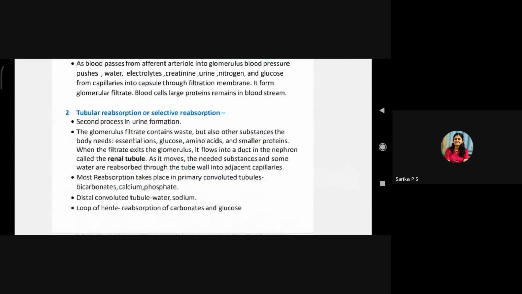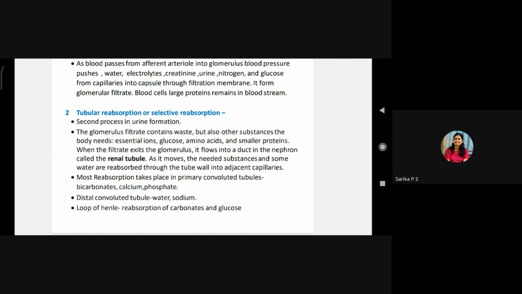When the filtrate exits glomerulus, it flows into a duct in nephron called renal tubule. As it moves, the needed substances and some water are reabsorbed through the tube wall into adjacent capillaries. What we have seen in the nephron yesterday, that the necessary things are reabsorbed by the surrounding capillaries of the proximal convoluted tubule, loop of Henle, and distal convoluted tubule.